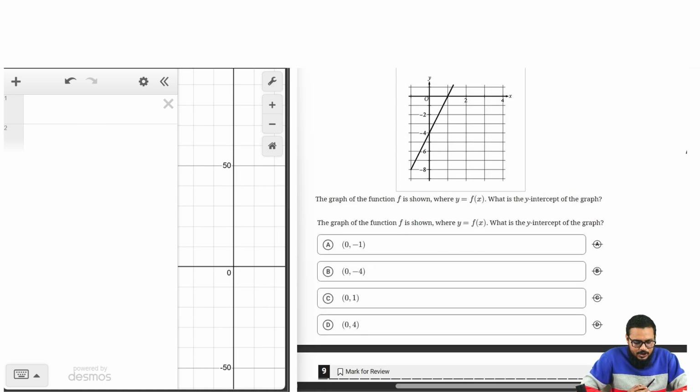The graph of the function f is shown where y is equal to f of x. Now, what is the y-intercept of the graph? You just have to find out the y-intercept of the graph. And I think this is the point where the line crosses the y-axis. I can actually see this point.